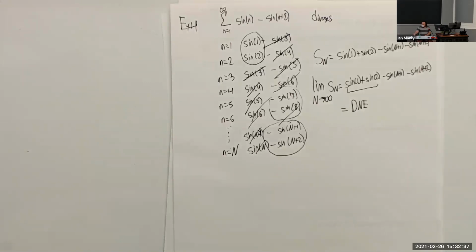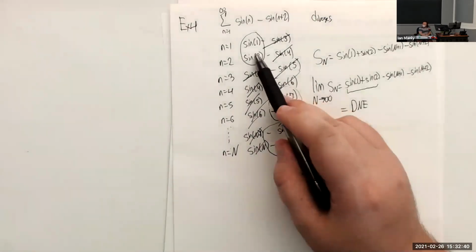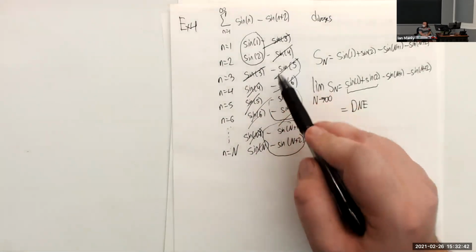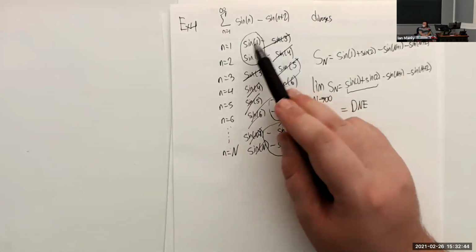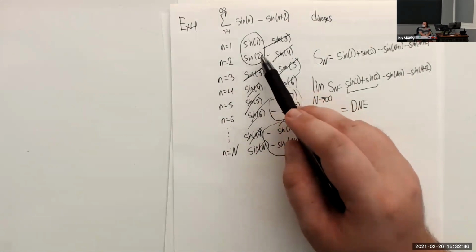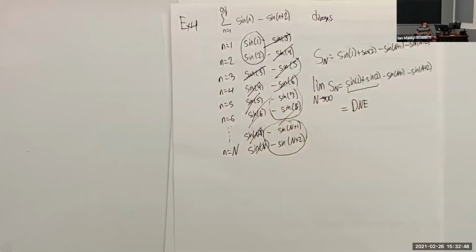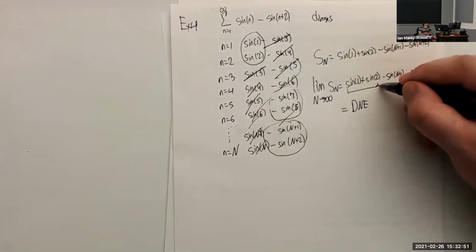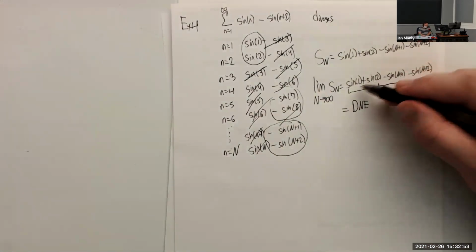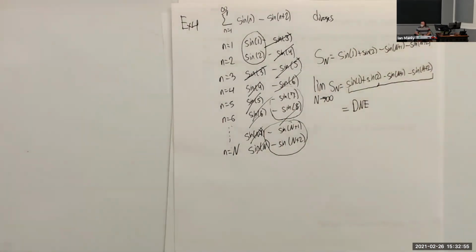Why did it become sine of 1 plus sine of 2? Because those were the terms that we had in the beginning that never had anything to cancel out with. So we have these guys, just from the beginning. Oh, sorry, I should have underlined this whole thing. All of this is going to not exist here.